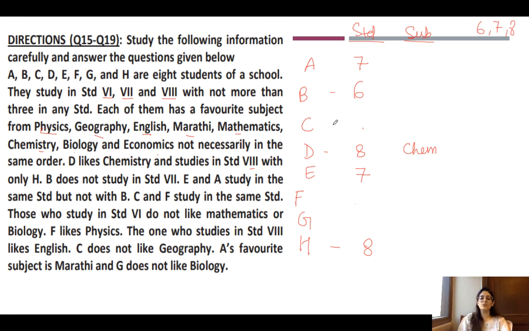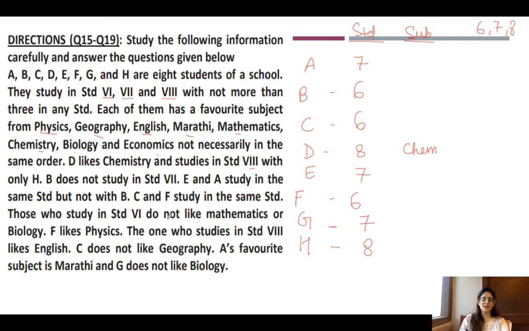So the only option is that C and F will be in class 6. So the last one left, which class will G be in? G will be in standard 7. So now we have all the standards sorted. Now let's talk about the subjects.